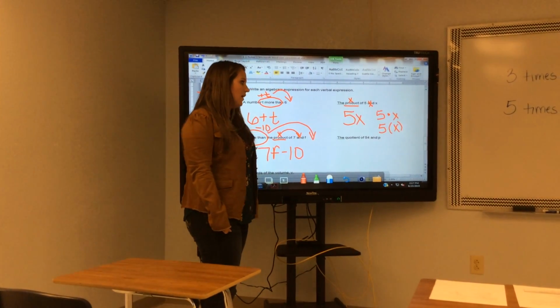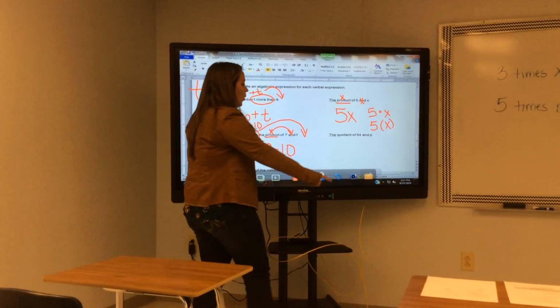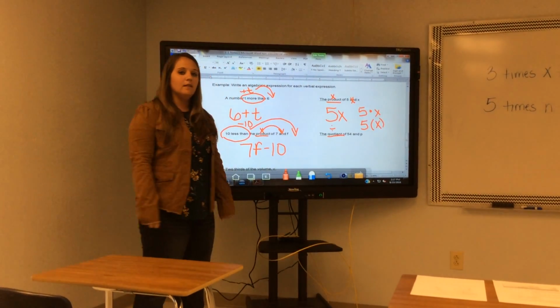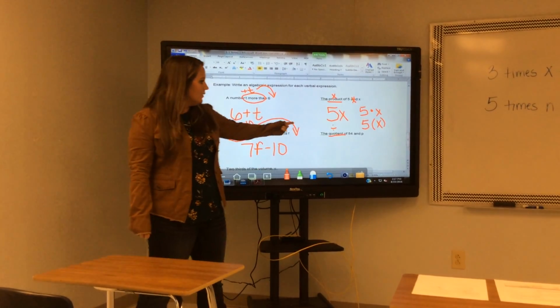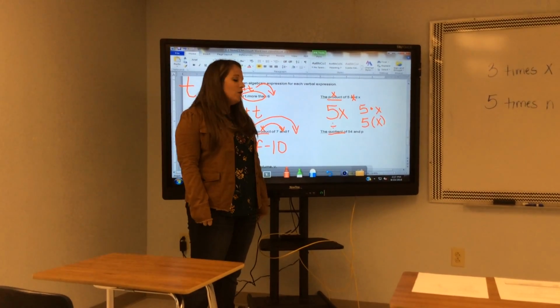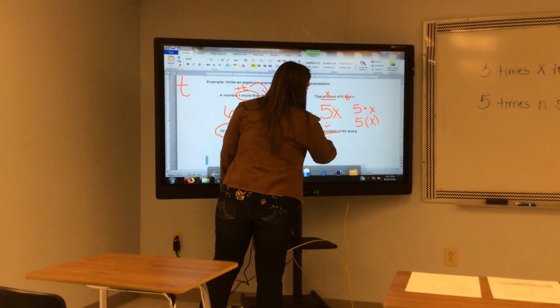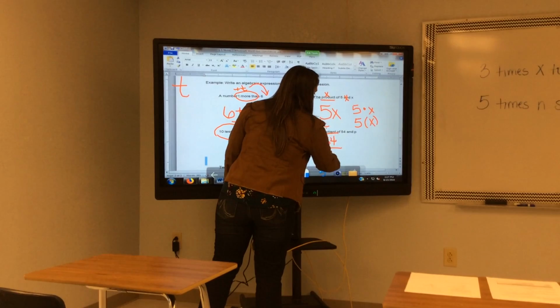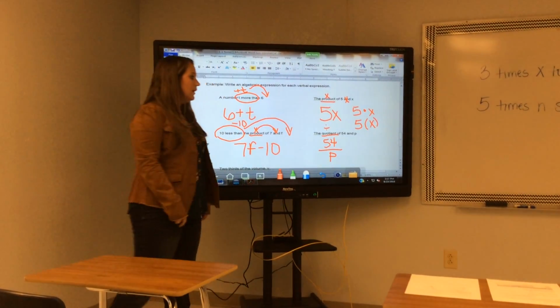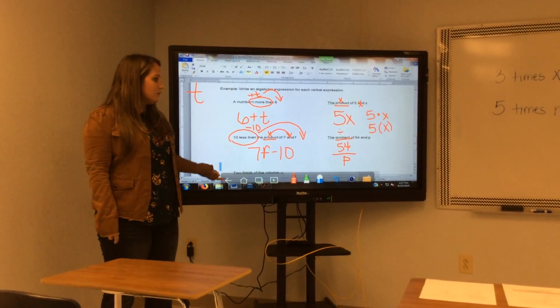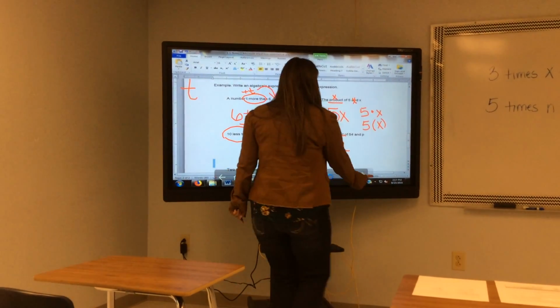The quotient of 54 and p, quotient means to divide. In algebra, we no longer use this symbol for division. Instead, we use a fraction bar. So 54 will be my numerator, and p will be my denominator, and it's just represented as 54 over p. Those are some of your basics. We have one more example.